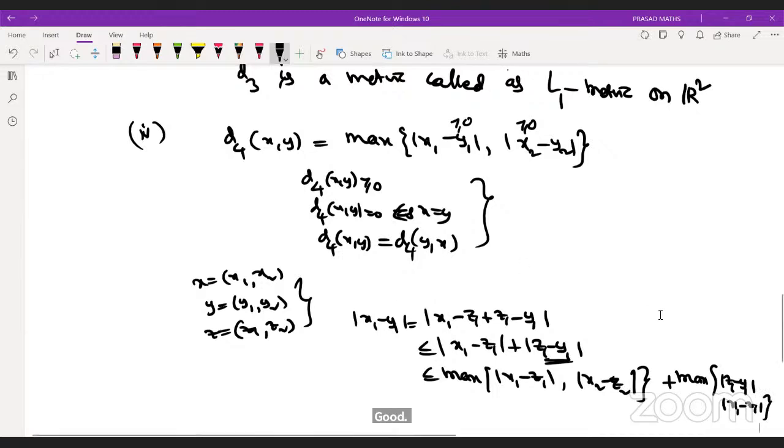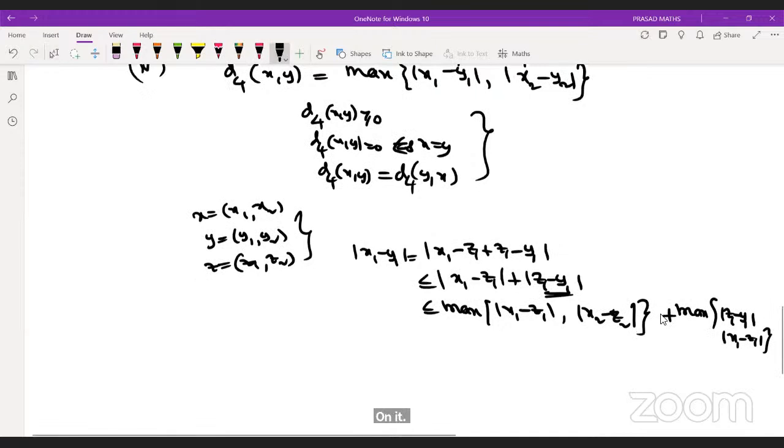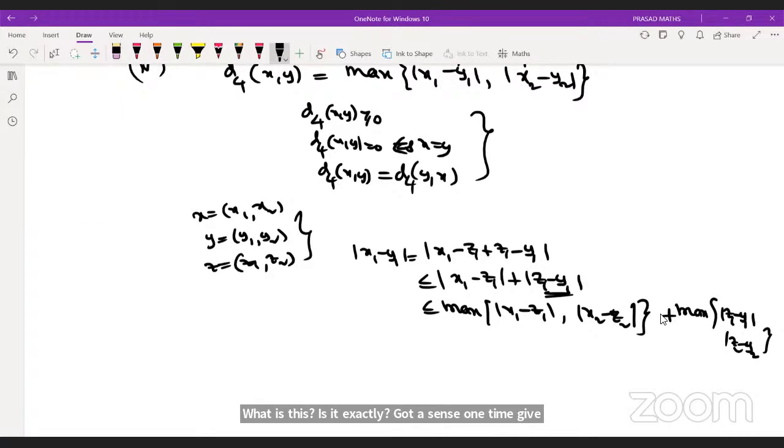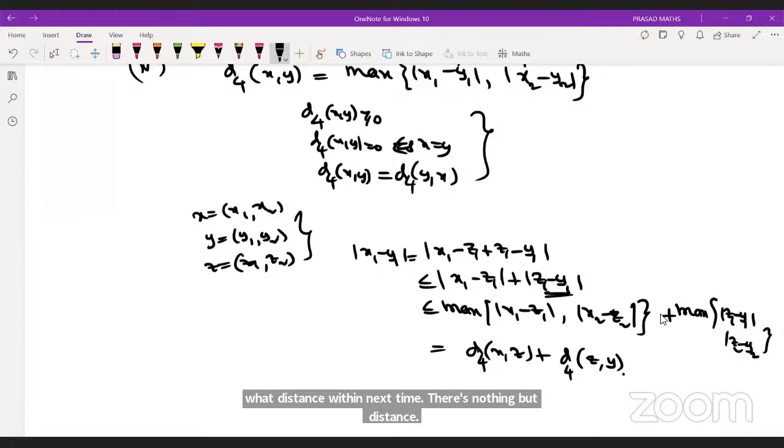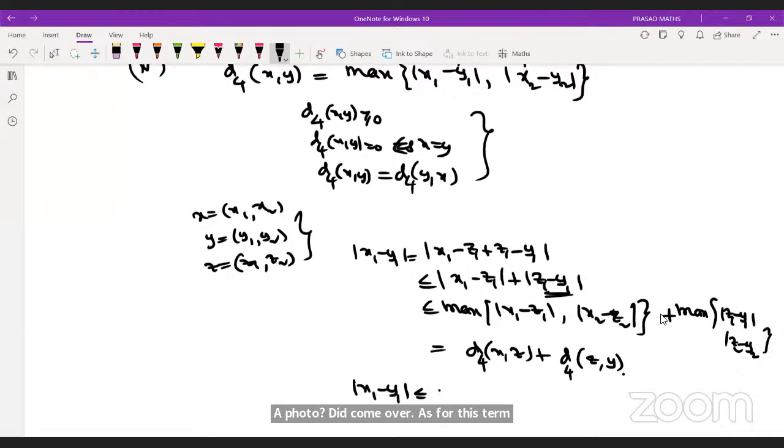Sorry, x2 minus z2. What is this? You can write this as one term, keep it as it is. This is exactly z2 minus, right? So this is exactly the distance between x comma z. This is nothing but the distance d4 of z comma y. Therefore, this term is less than or equal to this.